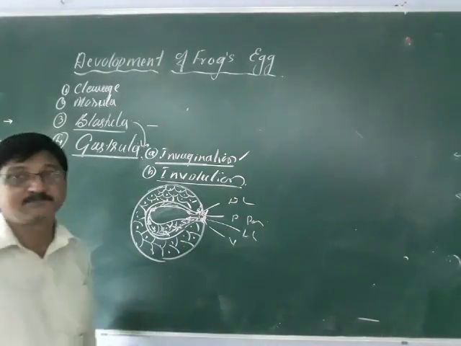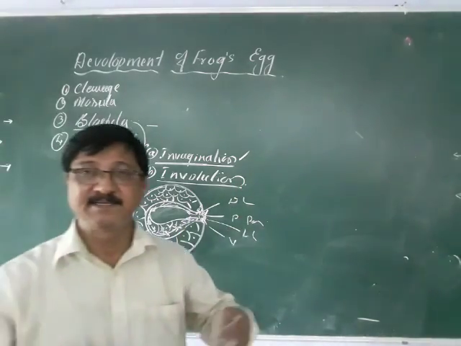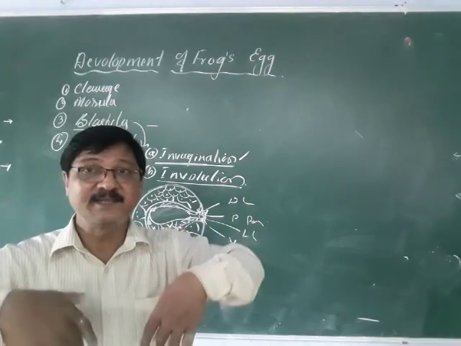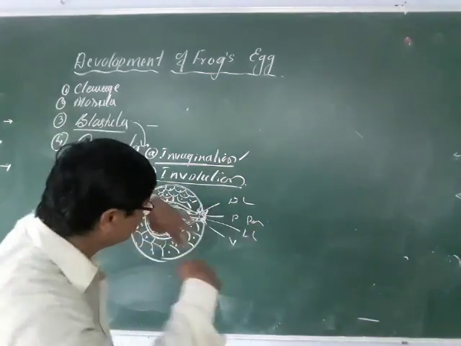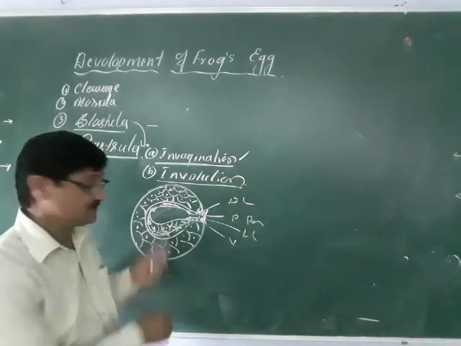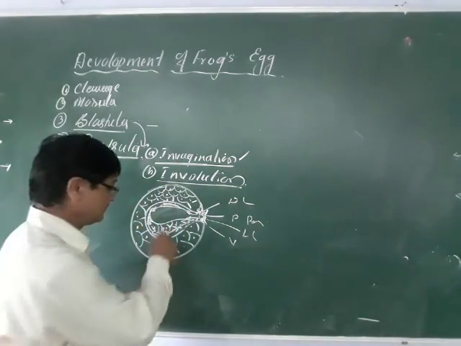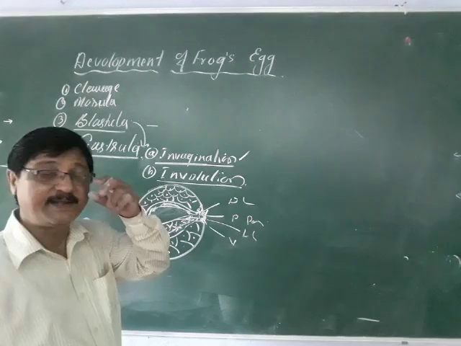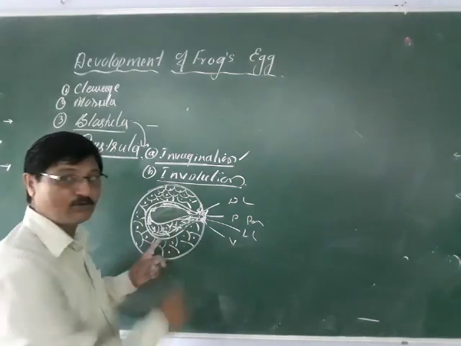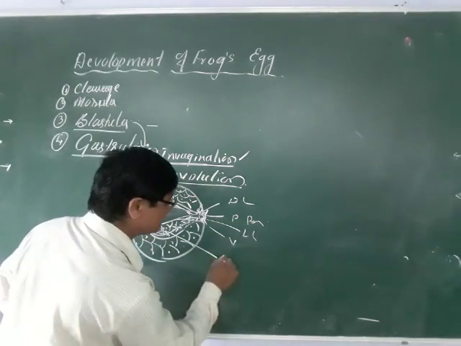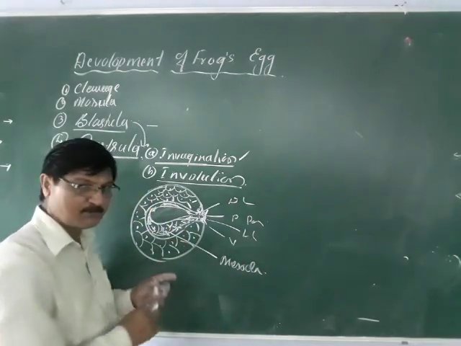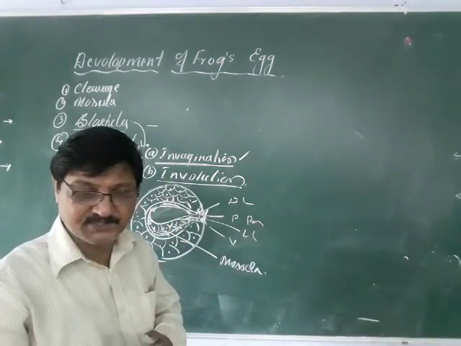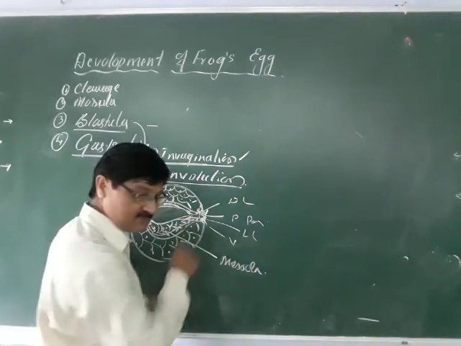What is involution? Involution means the rolling or turning inside of the blastomeres. They occupy the roof of the archenteron, the side of the archenteron, and the floor of the archenteron, and this results in one more layer, that is called the mesoderm. You can say this is the mesoderm. This process will be continuous, and some of the cells are pushed outward.